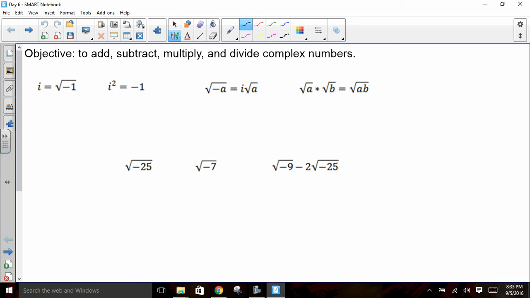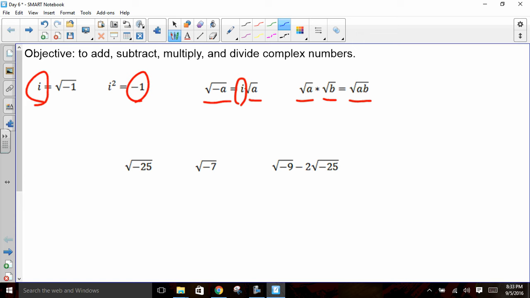So if you recall, whenever I see i in a problem, or my imaginary number, that imaginary number is equal to the square root of negative 1. So that means if I take i times i, and square root of negative 1 times square root of negative 1, I get negative 1. If I have the square root of a negative number, I can bring out the negative sign by bringing out an i, and then take the square root of the number like I normally would. And if I were to multiply two square roots, I can just go ahead and multiply whatever is under that square root. So let's take a look at doing some simplifying.